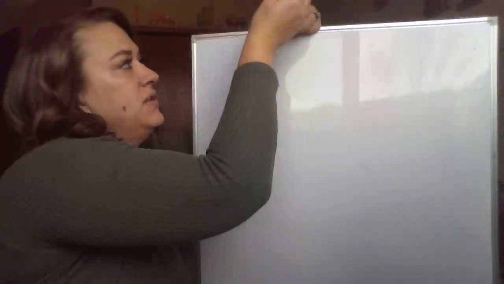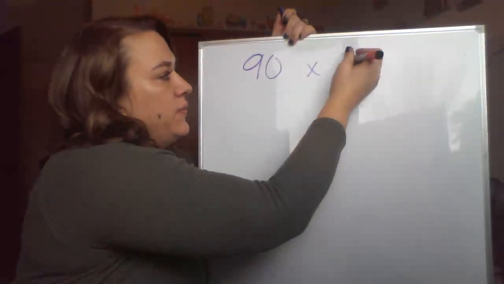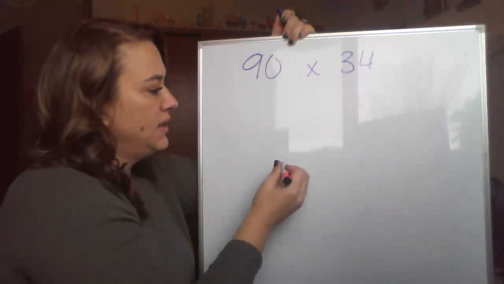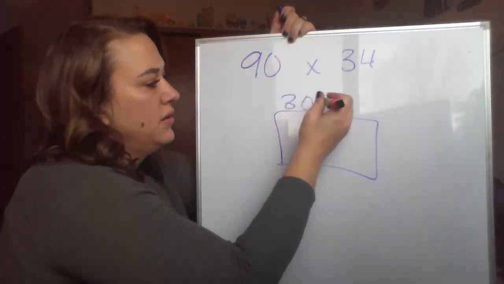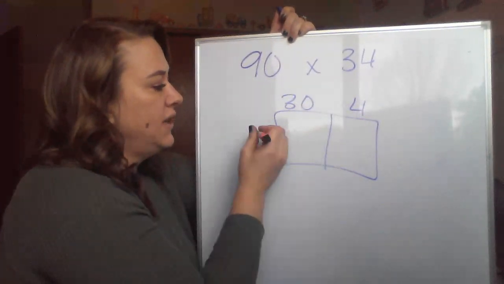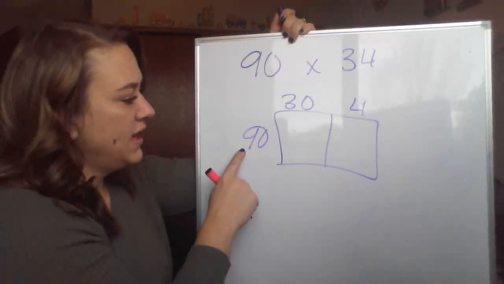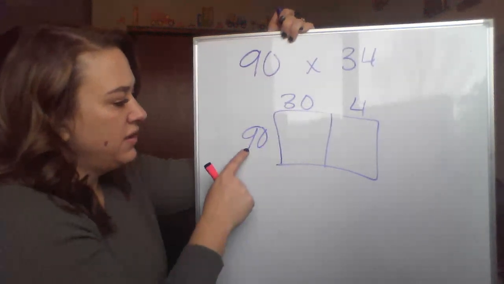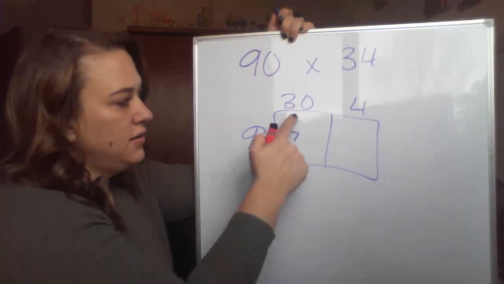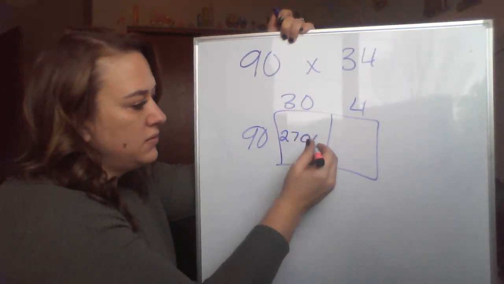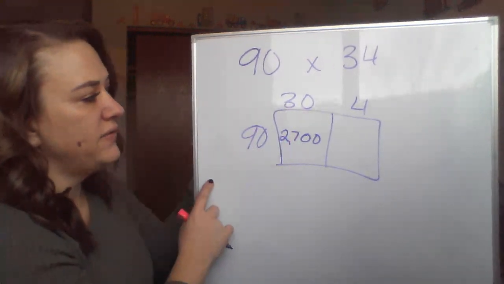All right, so our next one is going to be 90 times 34. So we're going to set up our area model. I'm going to partition off my 30 and 4 times 90. Okay, so 90 times 30, I'm going to think 9 times 3 is 27, plus 2 zeros. So 90 times 30 is 2,700.